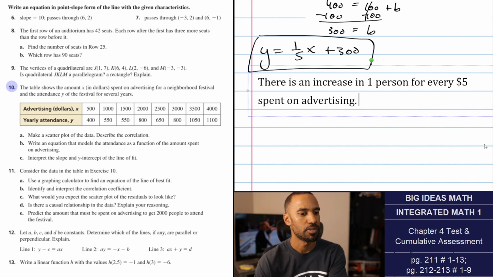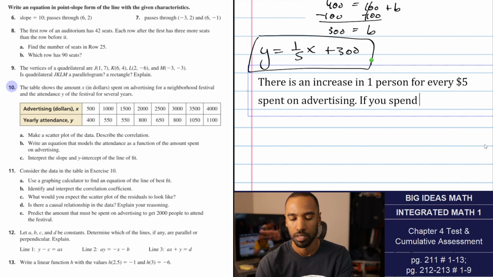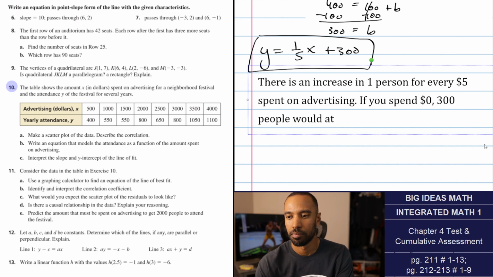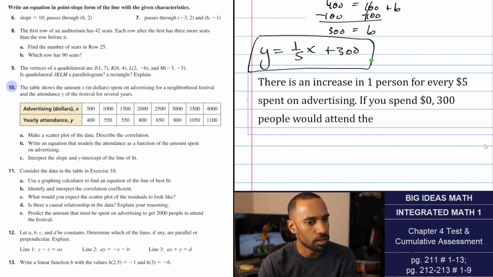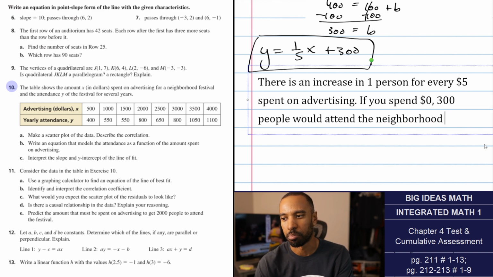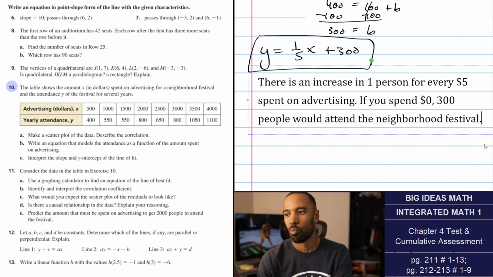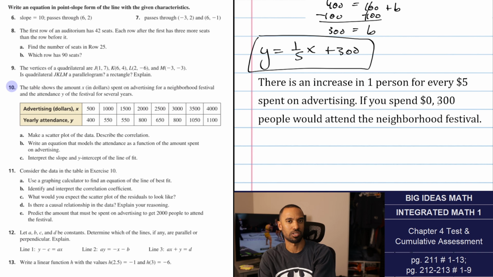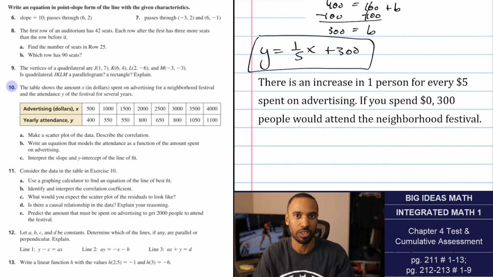The y-intercept is stating if you spend $0, 300 people would still show. Now, there have been a lot of problems where the y-intercept didn't make any sense. I'd say that y-intercept makes sense. You don't spend any money, people still show up. That's possible. You can't, however, like the review, roast a 0-pound turkey. But you can have people show up in that scenario.